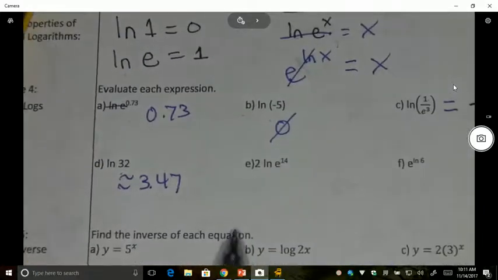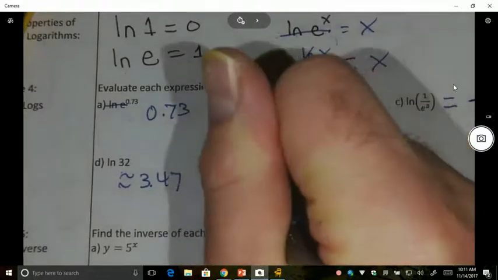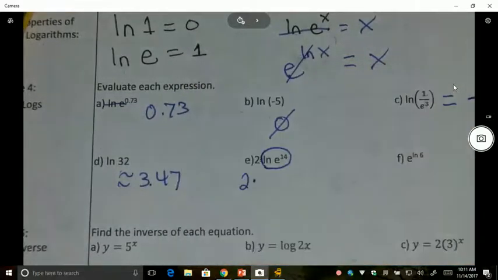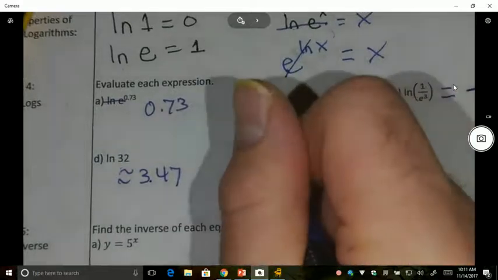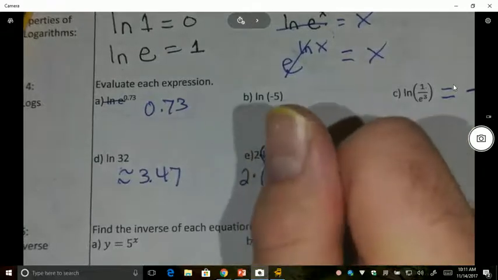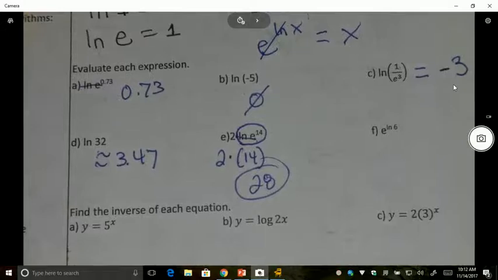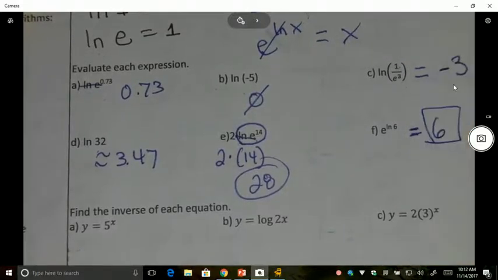Letter E, what operation is between the 2 and that natural log? Multiplication. So I have 2 times whatever comes out of this. Well, this is exponential with base e. That's logarithm base e. They undo each other, leaving me with 14. 2 times 14 is 28. And last but not least, the answer for F, I would hope that at least 6 of you would get this correct. 6. Hopefully all of you got it correct.